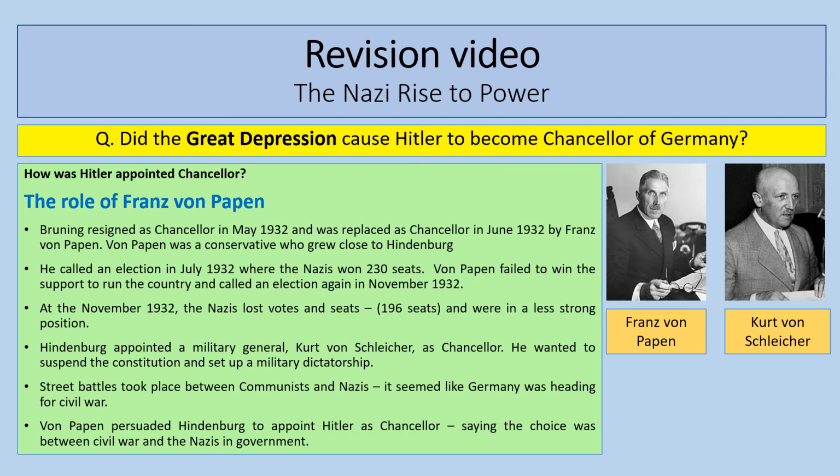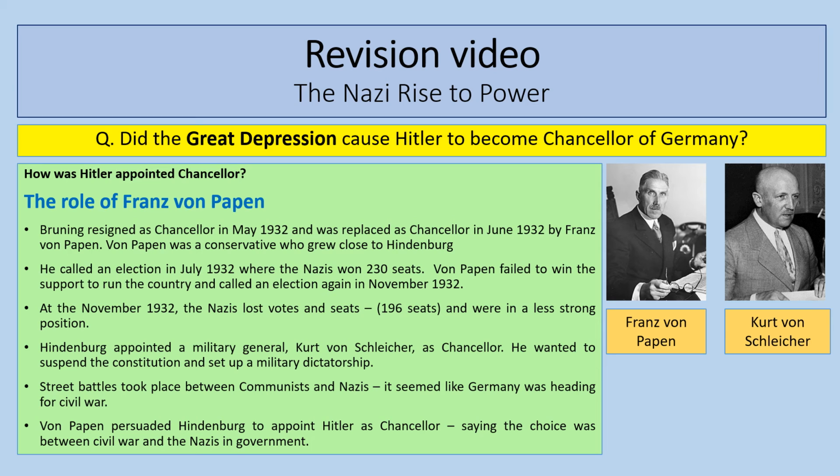So another factor, the role of Franz von Papen. You can see there two people that are very significant in Hitler's rise to power. Brüning resigned as Chancellor in May 1932. He was replaced by Franz von Papen as Chancellor, but he really couldn't get any support from the Reichstag whatsoever. It's one of the reasons why another election was called in November 1932. Papen lost his place as Chancellor. Hindenburg appointed the military general Kurt von Schleicher, as you can see there, as Chancellor. Now, Kurt von Schleicher's solution was to suspend the constitution, set up a military dictatorship in Germany.